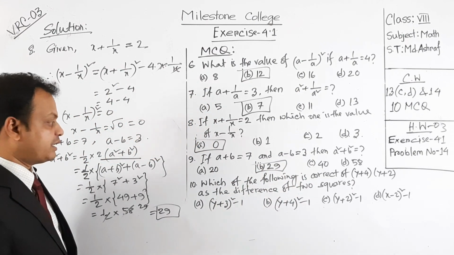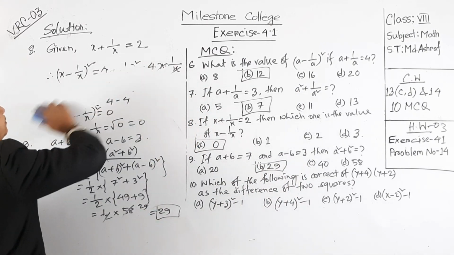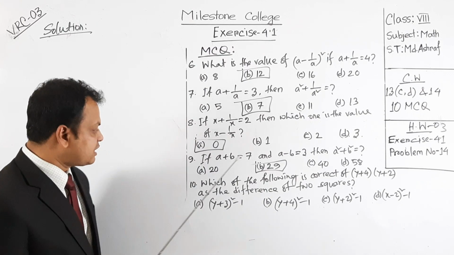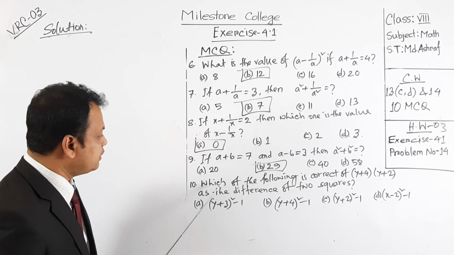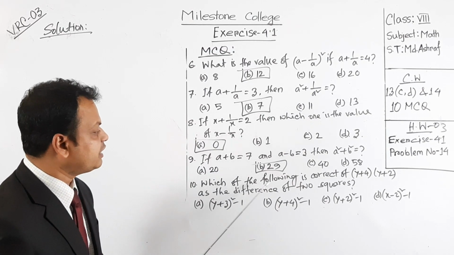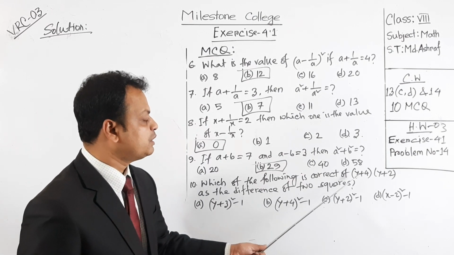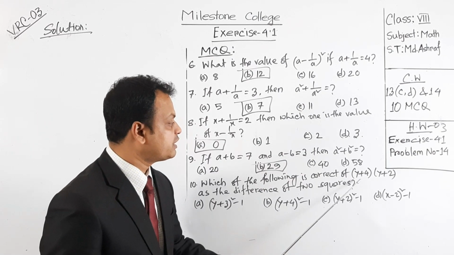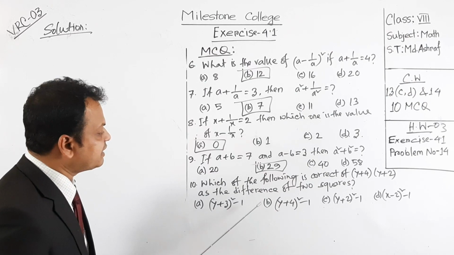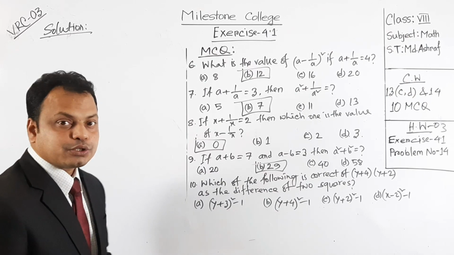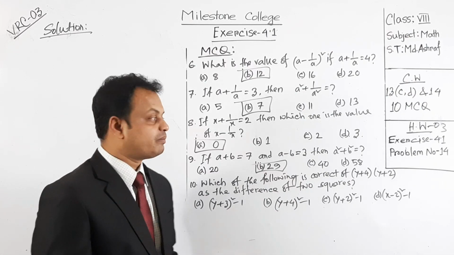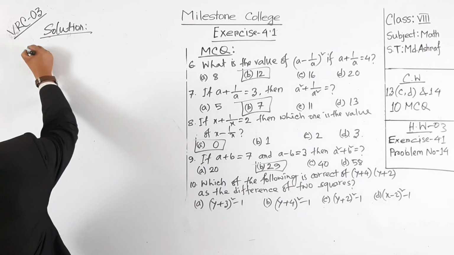I think all of you have got it. Now last one, 10 number. Dear students, now the last one, 10 number question. Which of the following is correct of y plus 4, y plus 2? For these two expressions as the difference of two squares. Okay, so this type of math we have solved in question number 30. Now let's solve this one, 10 number.